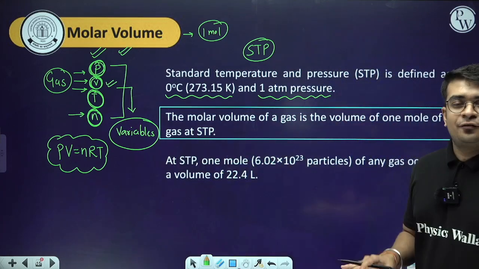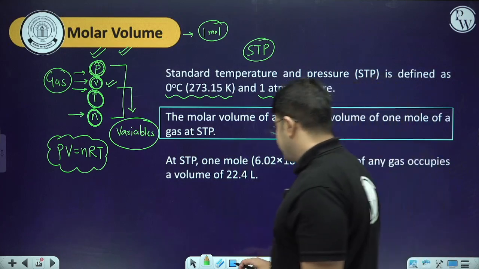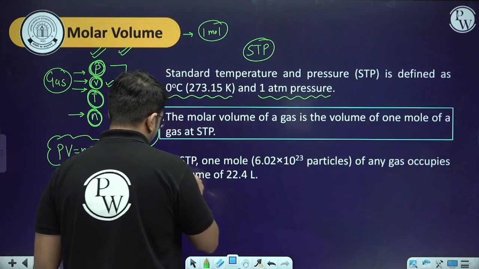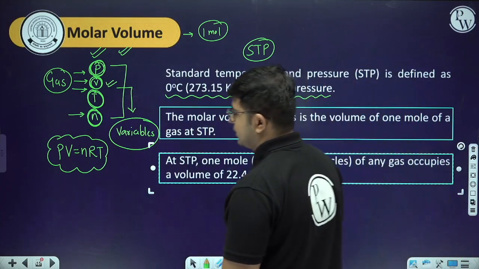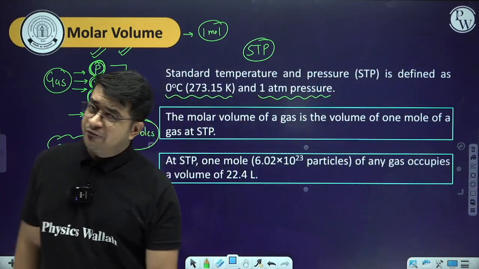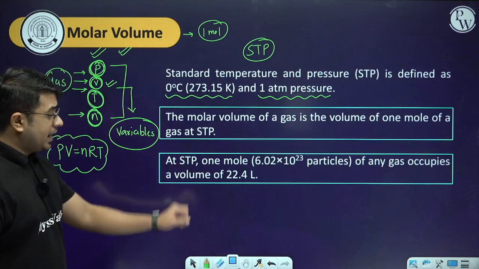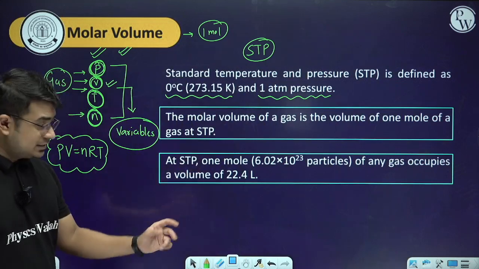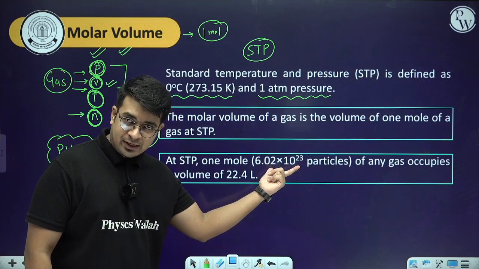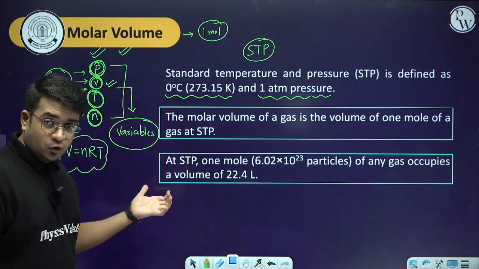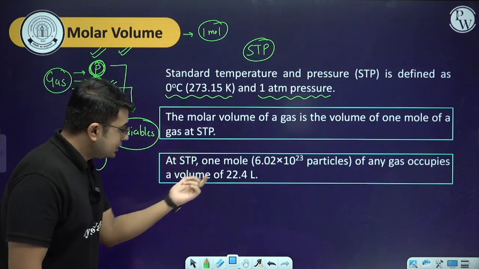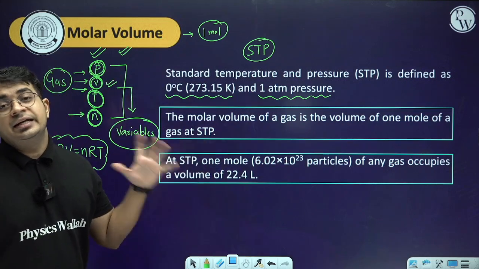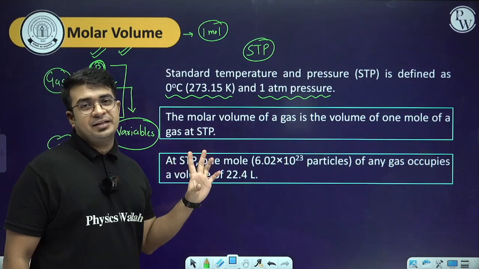But again, for simplicity, for now we can just remember this particular part: every type of gas, irrespective of its nature, 1 mole of gas at STP. 1 mole means this many particles of gas, whatever it is. So 1 mole of gas at STP always occupies a specific volume, which is 22.4 liters. I hope this entire part is clear to everyone.